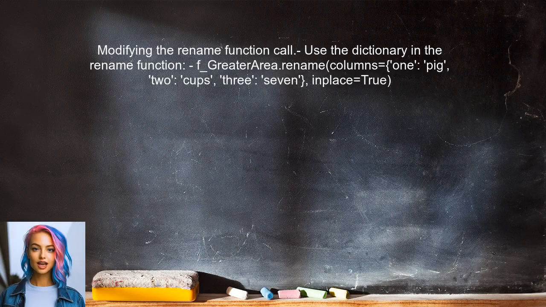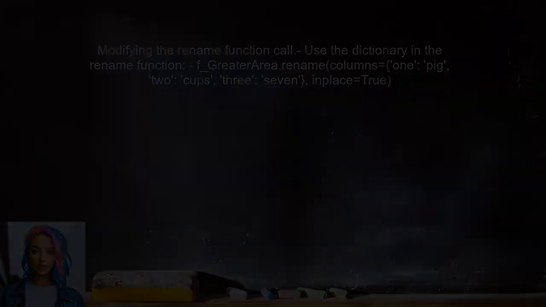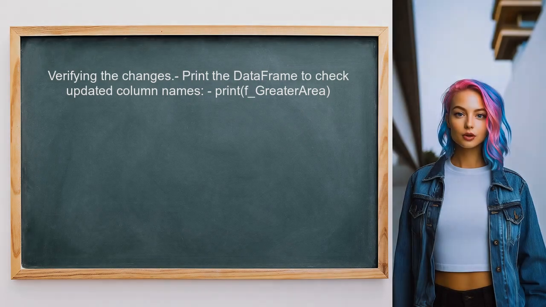Next, the user should modify their rename function call to use this dictionary. This will ensure that the data frame updates the column names as intended. Finally, the user can print the data frame again to verify that the column names have been successfully updated. This step is crucial to confirm that the changes took effect.